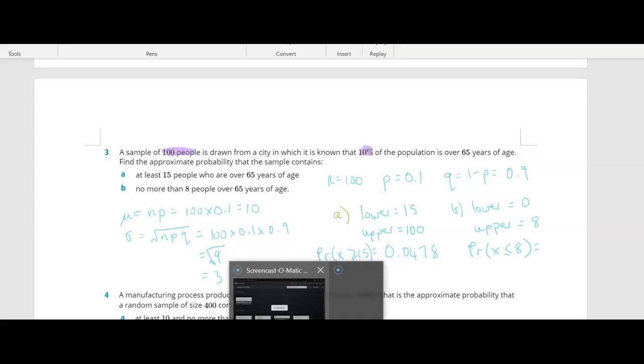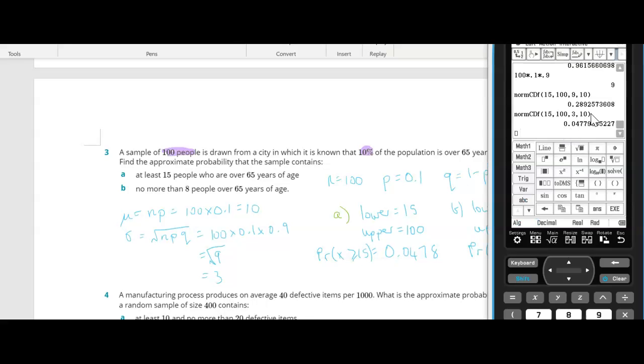All right, let me just get my calculator up. So we can just highlight that, and go down. Our first number is our lower limit, so 0, and then we're going to 8. Our standard deviation and mean are the same. Oh, I didn't change that 15. There we go. So 0.2521.